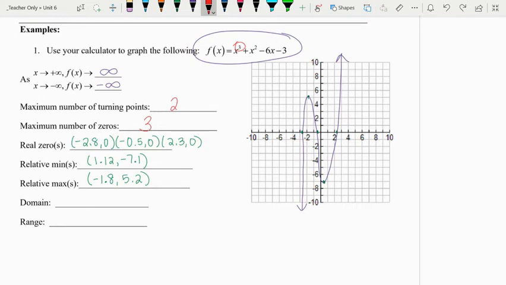Okay, domain: it goes all the way to the left and all the way to the right, and it does the same thing with your range, all the way down and all the way up. So positive and negative.